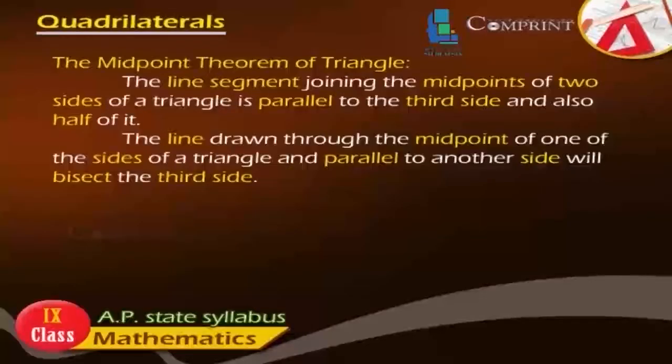The midpoint theorem of triangle. The line segment joining the midpoints of two sides of a triangle is parallel to the third side and also half of it. The line drawn through the midpoint of one of the sides of a triangle and parallel to another side will bisect the third side.